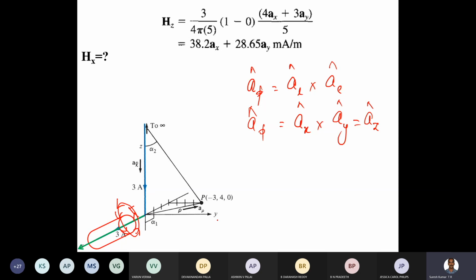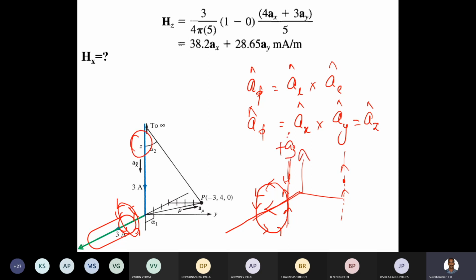As the observer is somewhere at this point, I will highlight here. As the current is flowing in this direction, the magnetic field should be in this direction. So the observer is here, somewhere there. With respect to the observer, the magnetic field lines are passing in this direction. So that's why the answer is Z. It is positive Z.